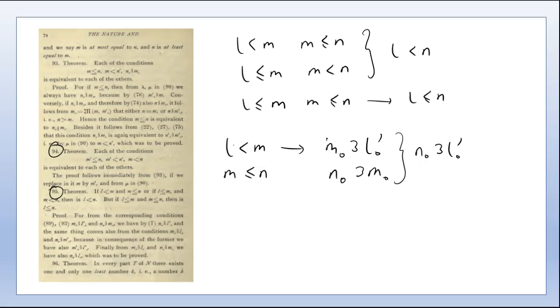And okay, similarly, the same thing comes also from the other conditions. So if we go for these now instead, we'll get a very similar situation arising. The same thing comes also from M naught is a part of L naught, and N naught is a part of M naught primed. Okay, so let me go through these a bit more carefully then. So L is at most equal to M.